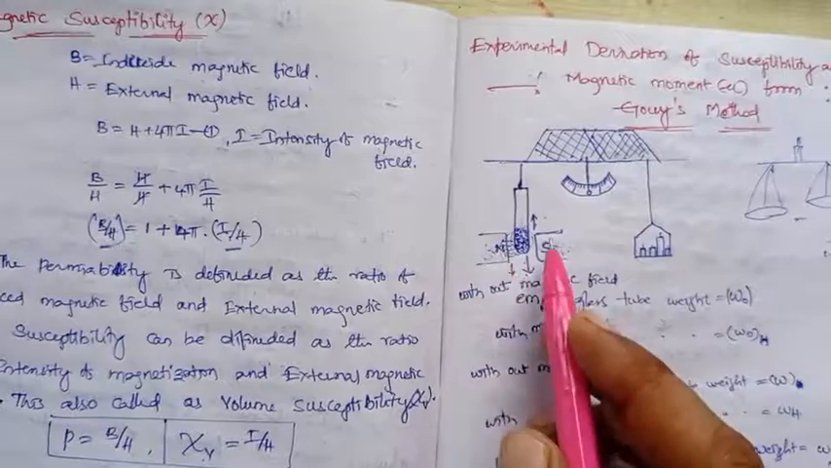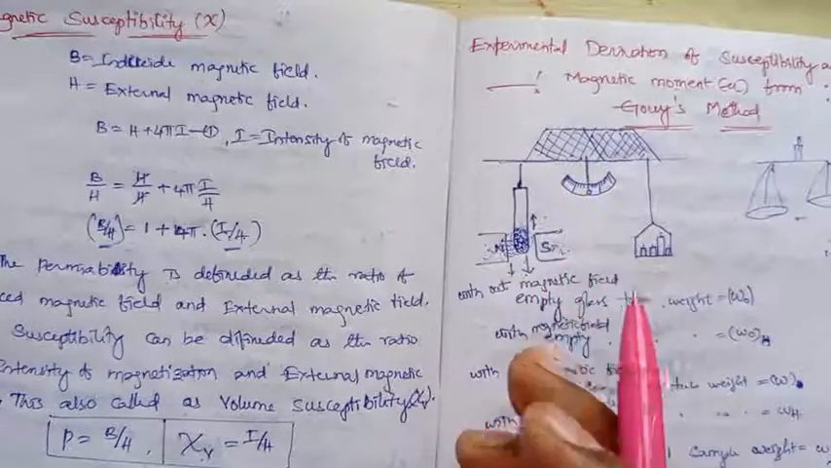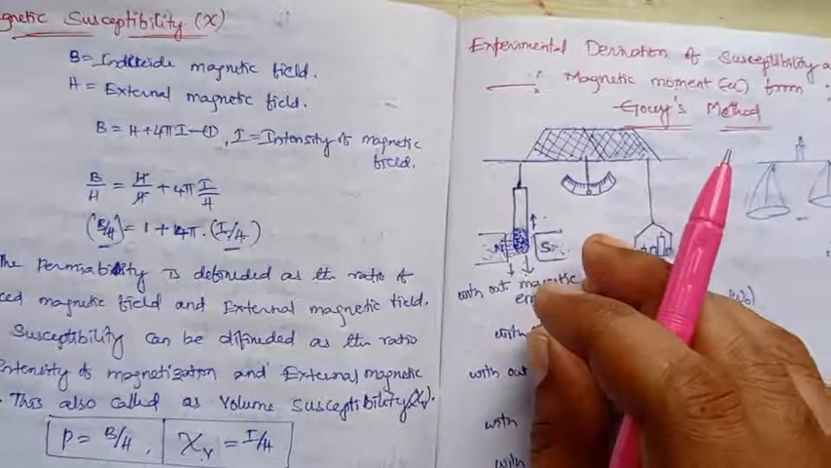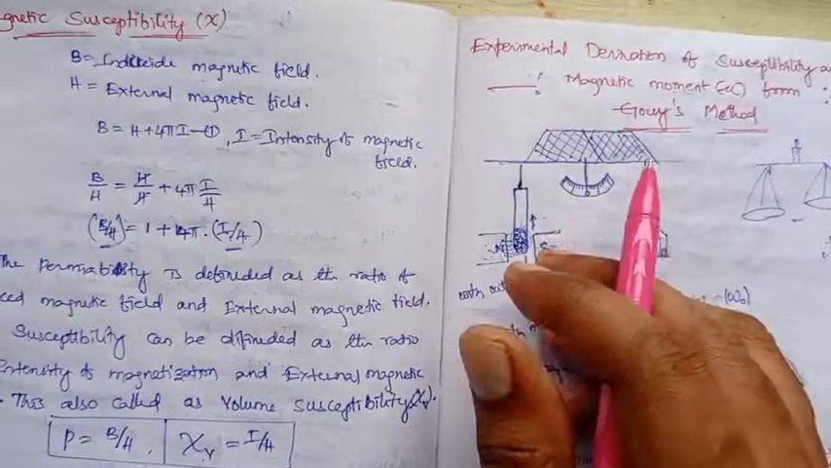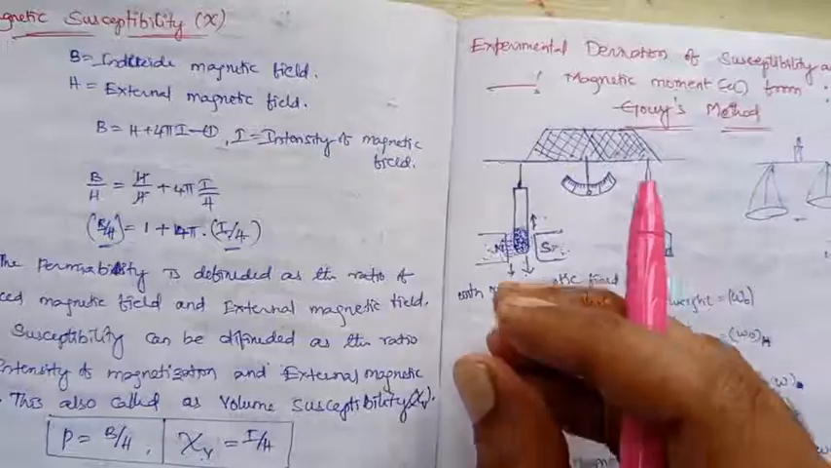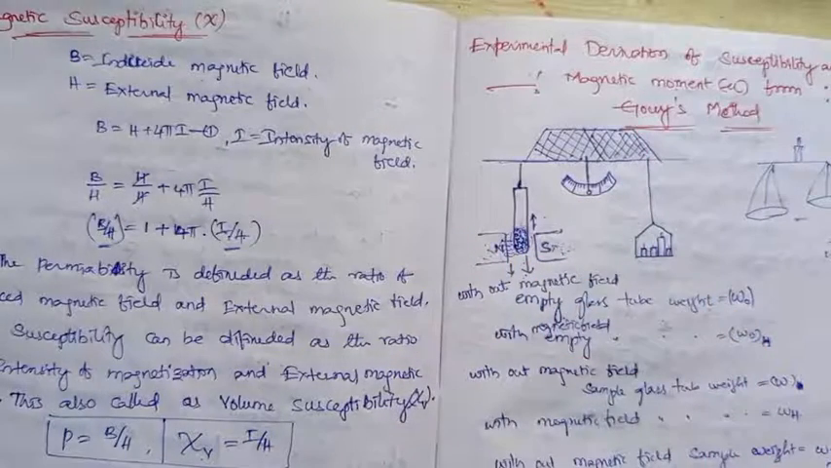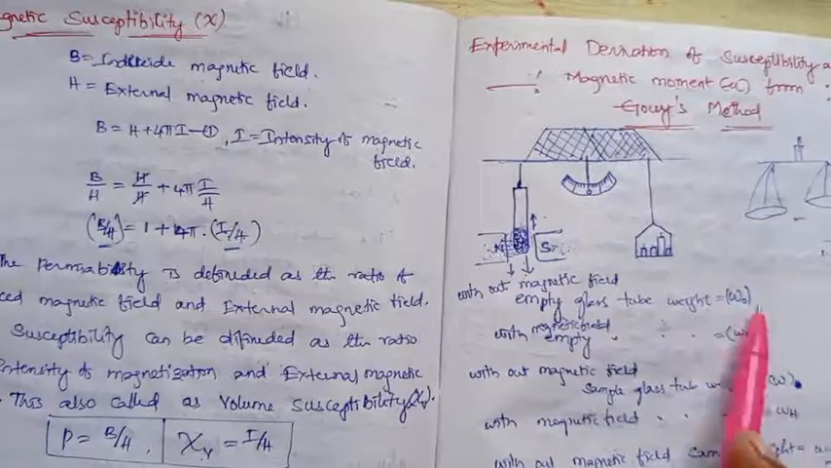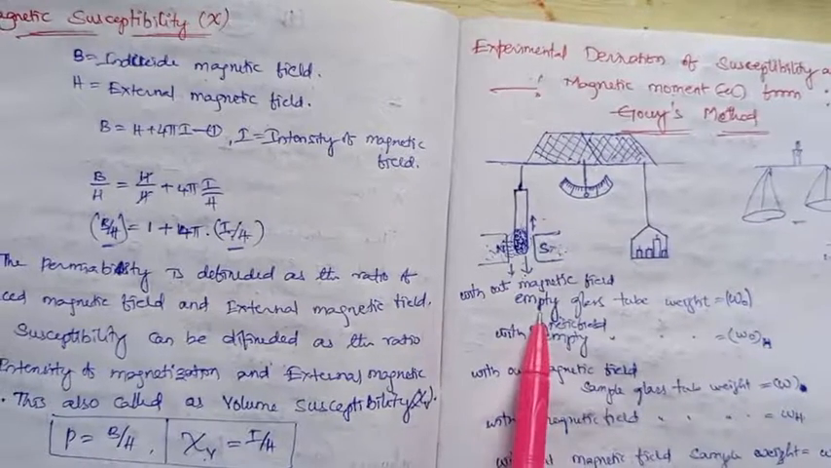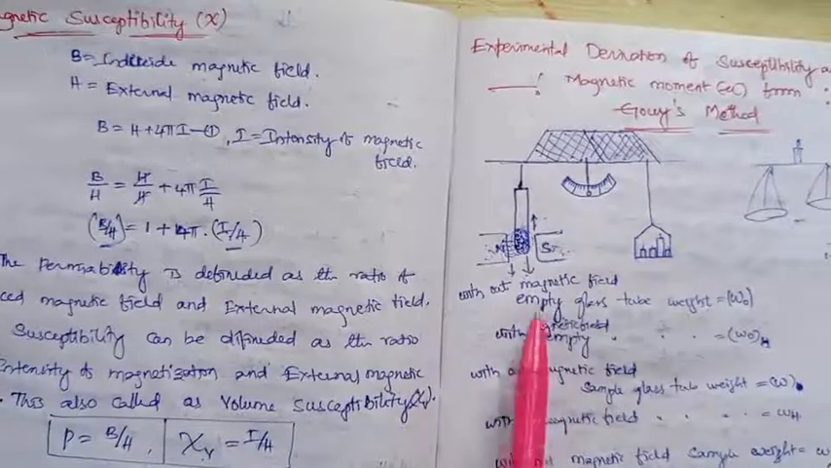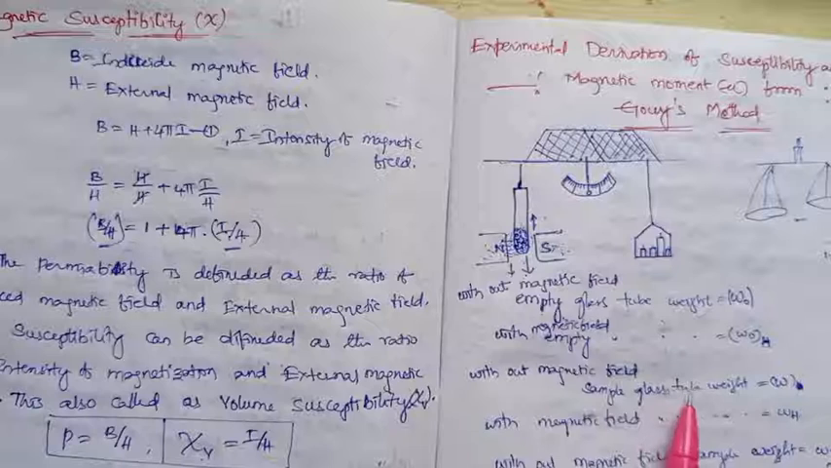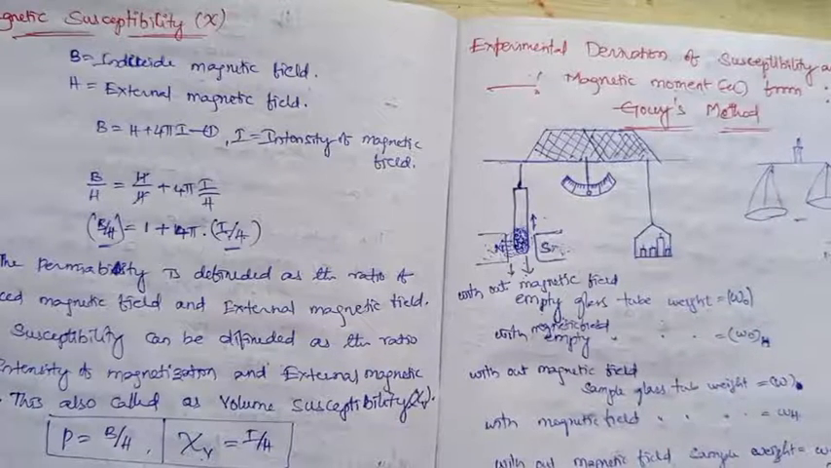So here the force generated by the external magnetic field can simply be equal to the amount of change in weight of the sample, right? Whatever sample weight change we are getting, that could be equal to the force of the external magnetic field applied onto the sample. That's why we are calculating all this: empty glass weight, in field, without field, with field, and sample glass tube weight with field and without field.